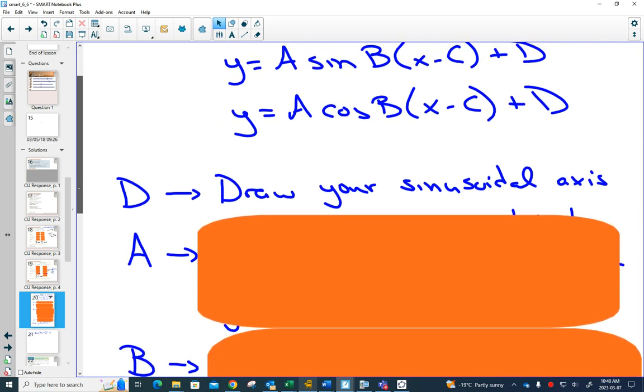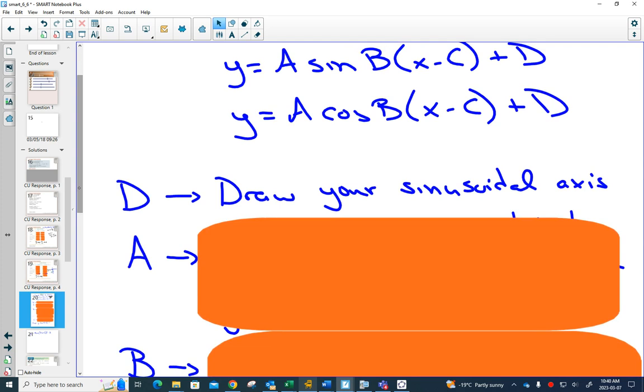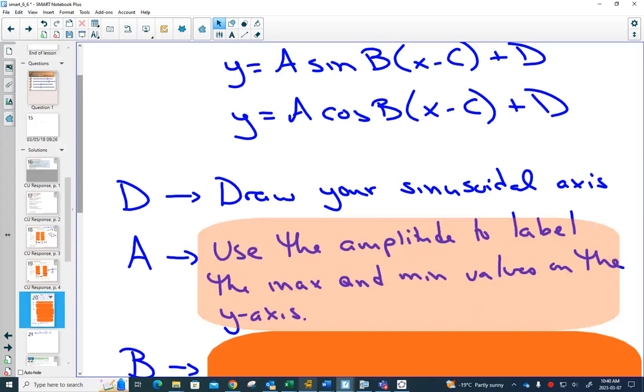Next, use your A value. Remember, your A value tells you your amplitude. So we can use our amplitude and go from our center line to go up to the maximum and down to the minimum. And we can label our maximum and minimum on our y-axis.